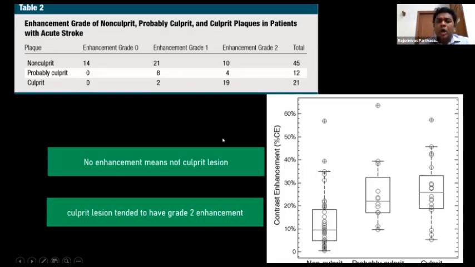So in this paper, what they have noted is that if there is no enhancement of a particular plaque, you can be reliably confident that that plaque is not a culprit lesion. And they've also come up with the conclusion that, depending upon the extent of enhancement, a grade 2 enhancement means higher chances that the particular plaque was a culprit lesion.